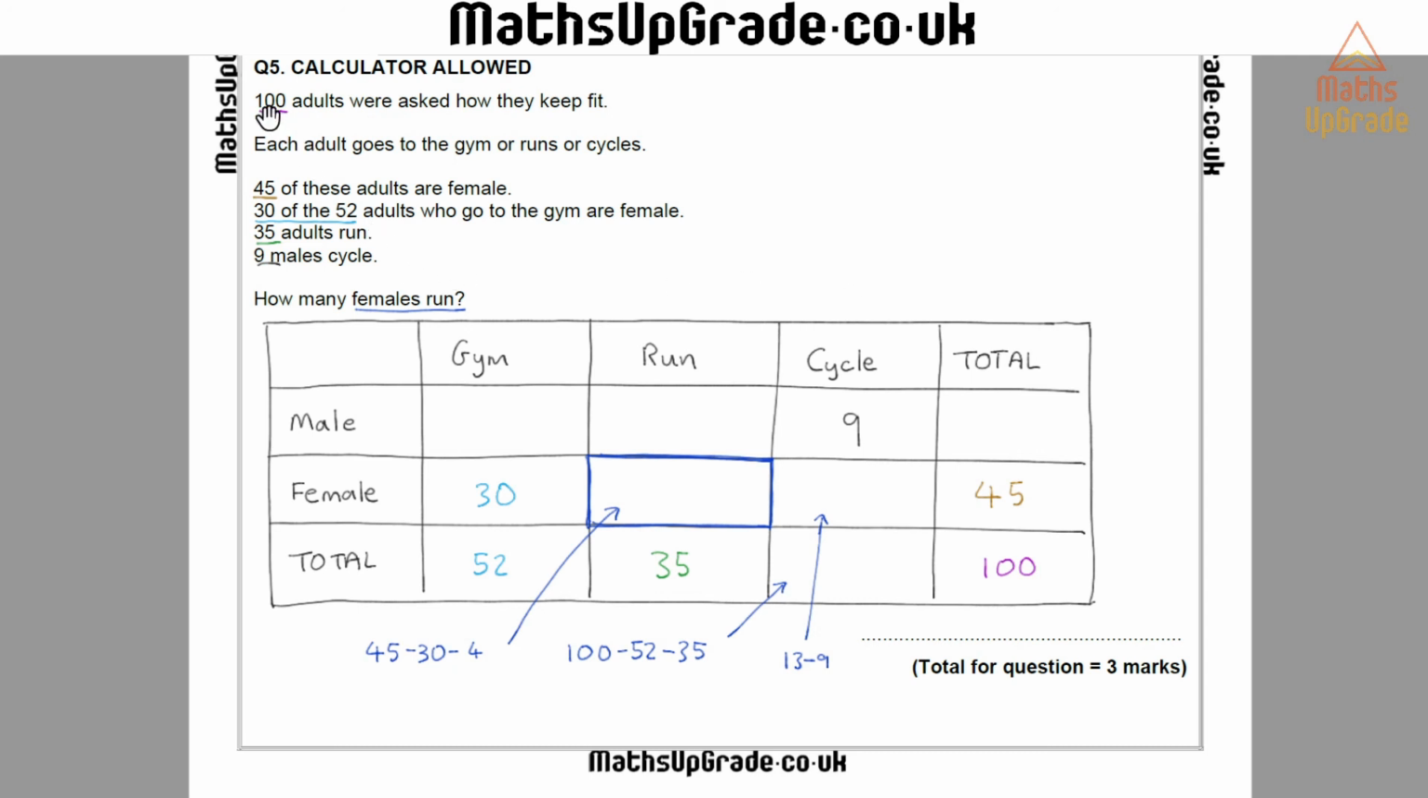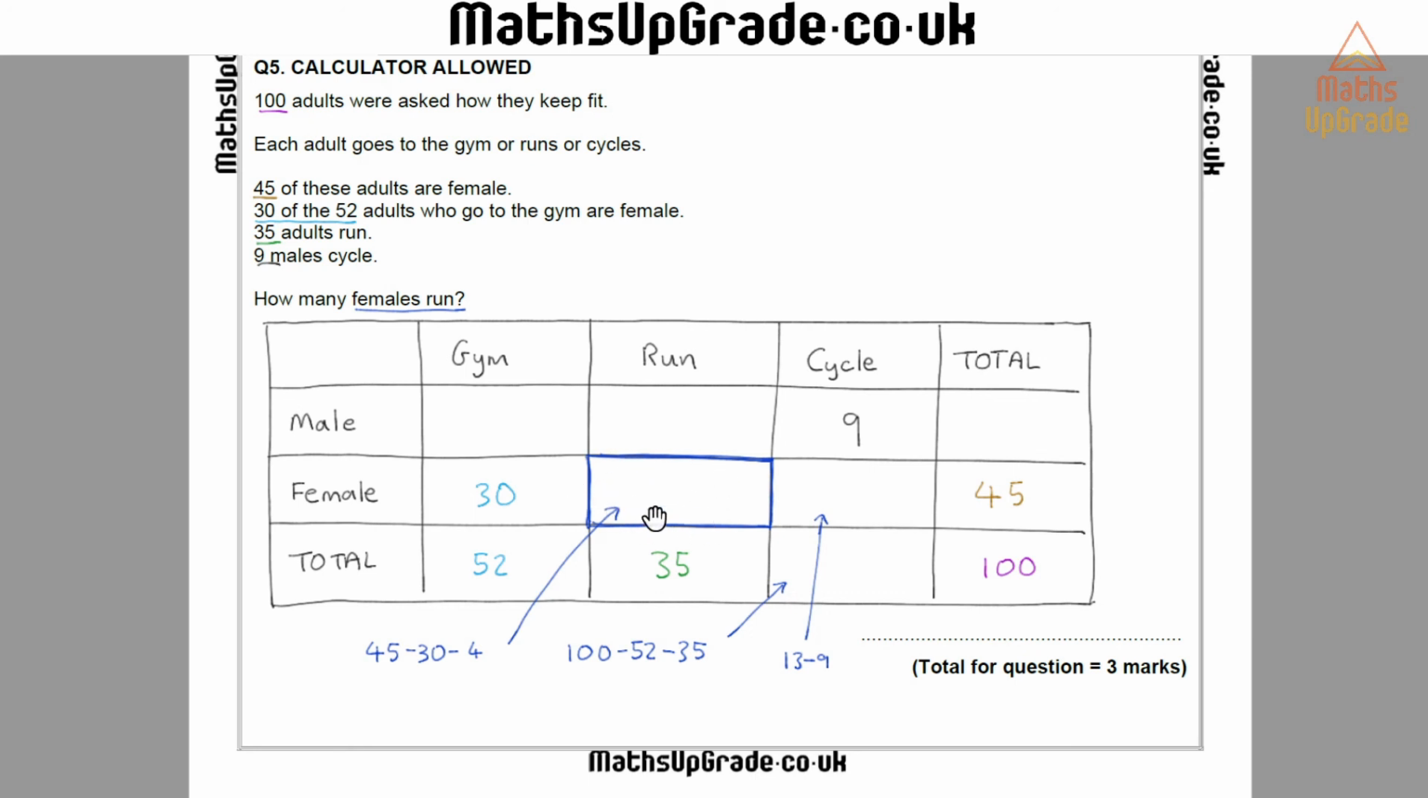So 100 adults, that's the total there, that's 100. 45 adults are female, so 45 is the total female. 52 adults would go in here, the total for gym. 52 adults go to the gym, and 30 of them are female, so 30 females go to the gym. 35 adults run, so 35 is the total for running. 9 males cycle, so that's 9 there. How many females run? So we need to work out this cell here. That's the cell we need to work out.